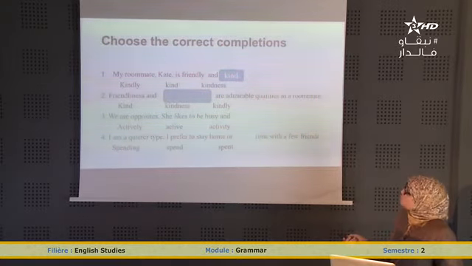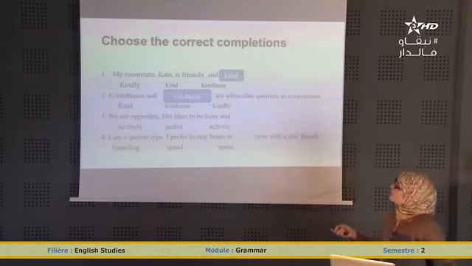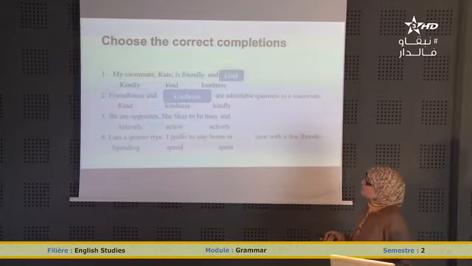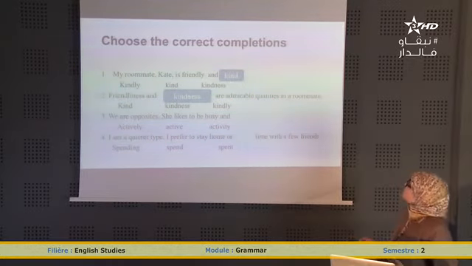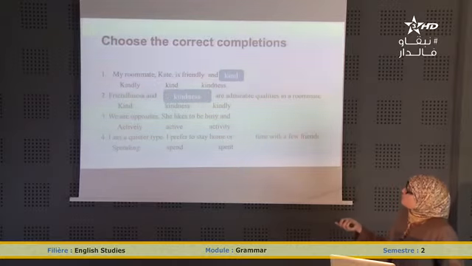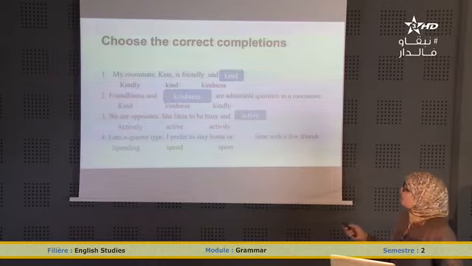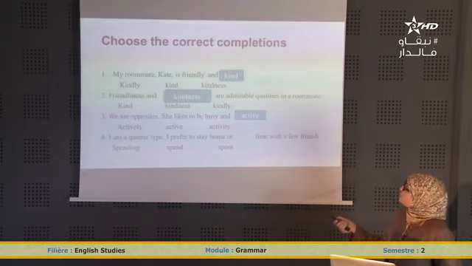Now if we look at number 2, friendliness is a noun, then we need a noun, kindness, and hence the sentence, friendliness and kindness are admirable qualities in a roommate. For number 3, we are opposites. She likes to be busy and active, because we have busy as an adjective, then we need active, because it is also an adjective.